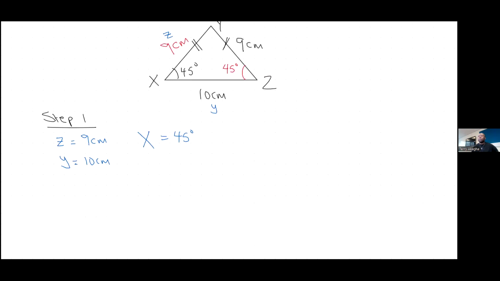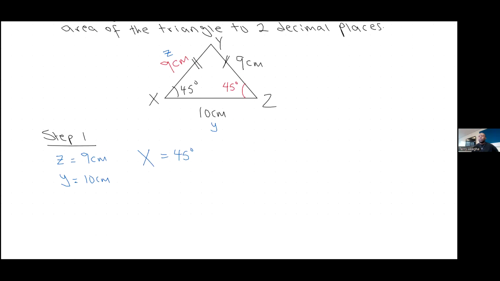Now, based on this, we can move forward and solve this. So step 2, we know the area is equal to 1/2 times y times z times sine X.